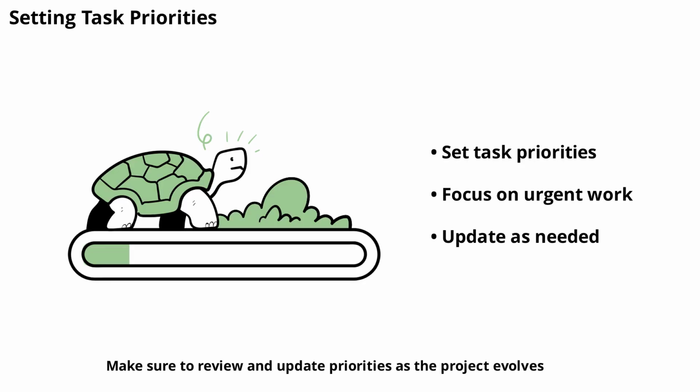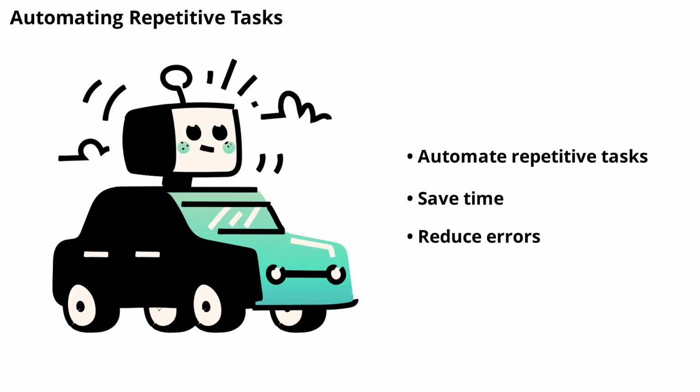Make sure to review and update priorities as the project evolves, so your team always knows where to direct their efforts. Many ATS platforms offer automation features to handle repetitive tasks.